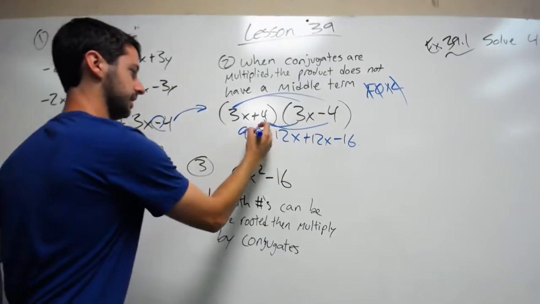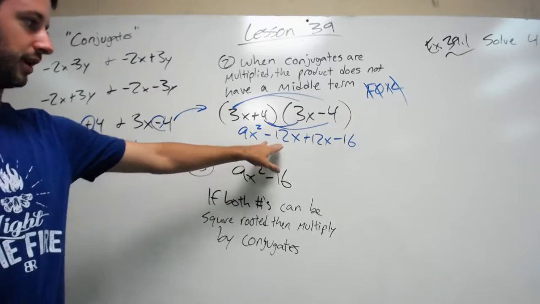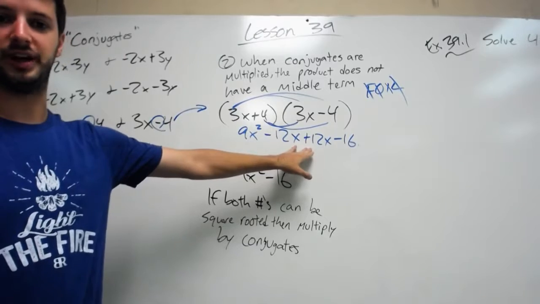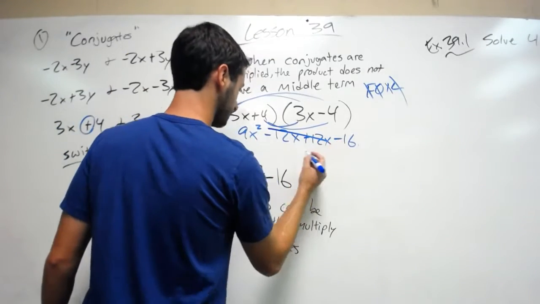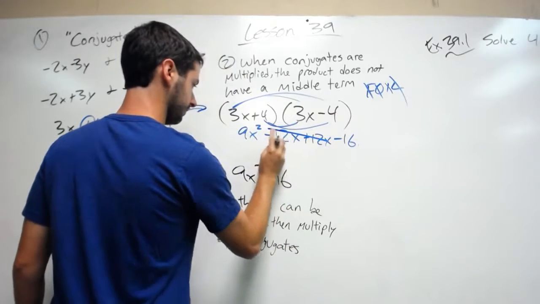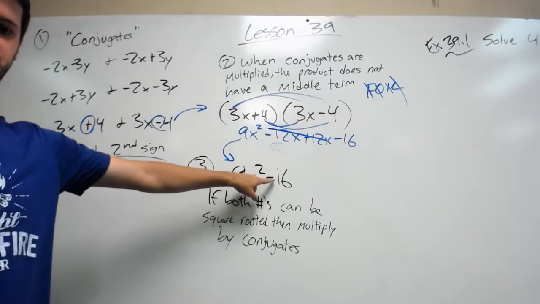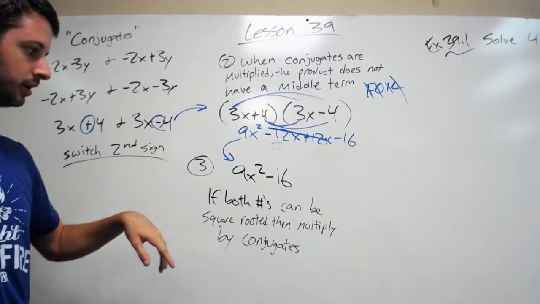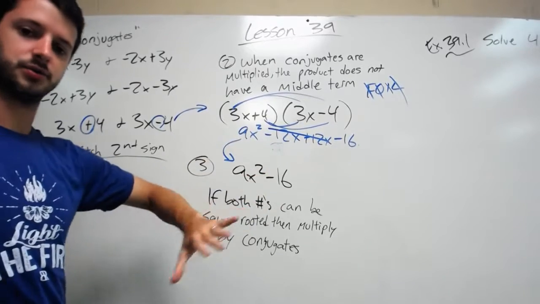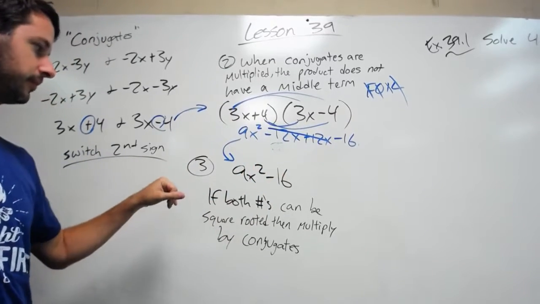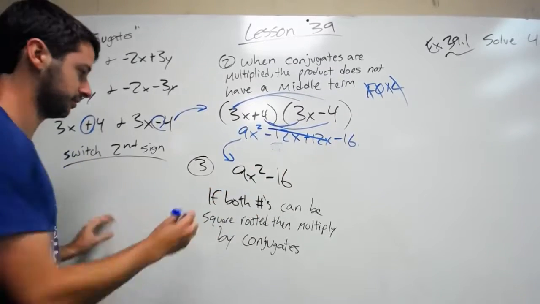So, this is a 9x squared. My bad. So here, notice that we have a negative 12x and a positive 12x. They're opposite, so therefore they equal 0 and cancel. So your answer would be 9x squared minus 16.